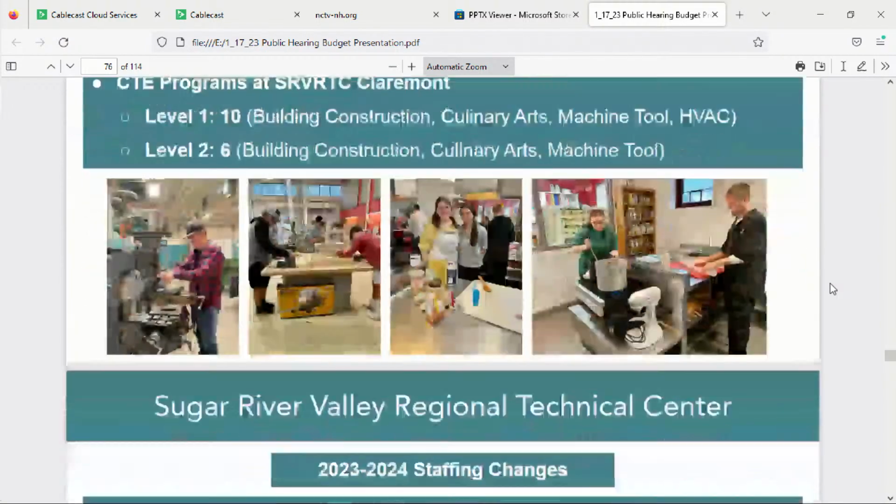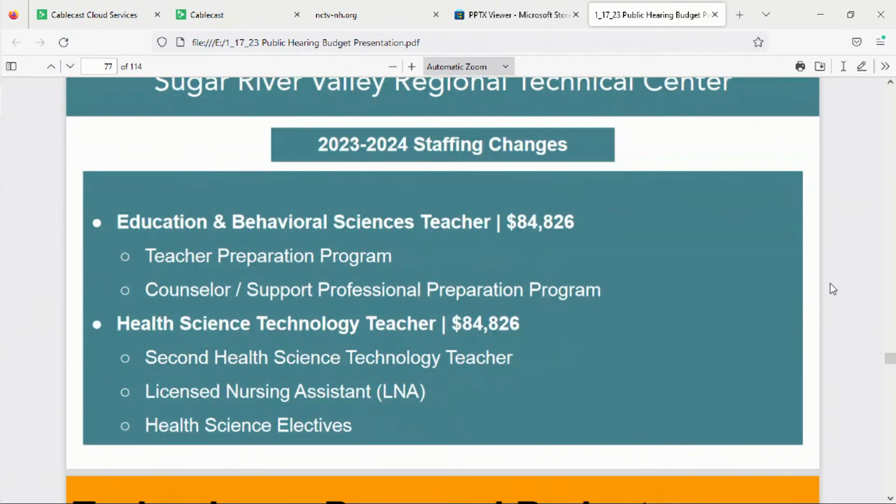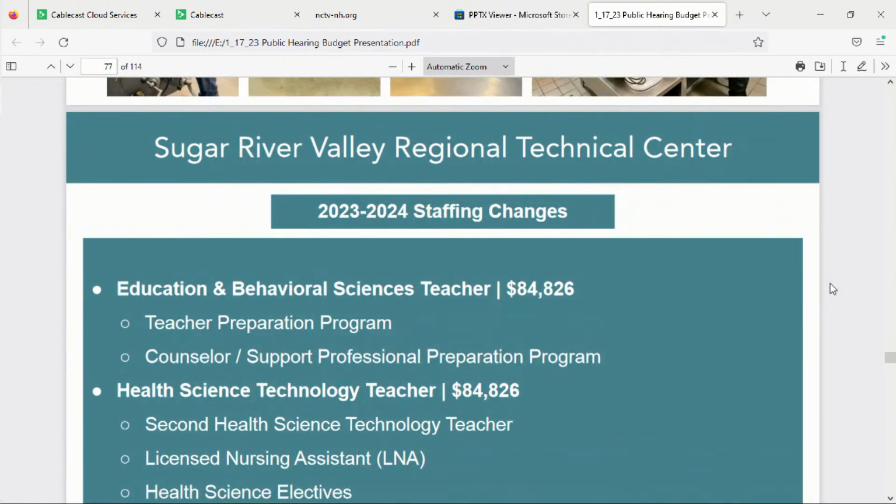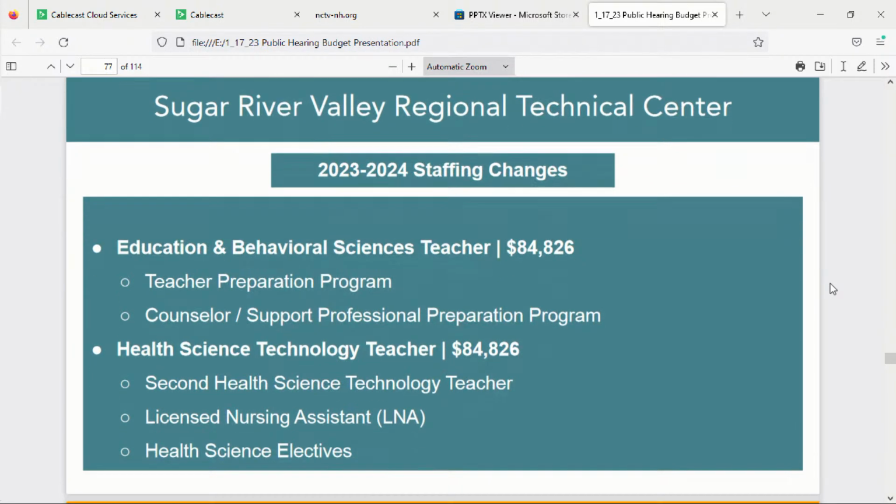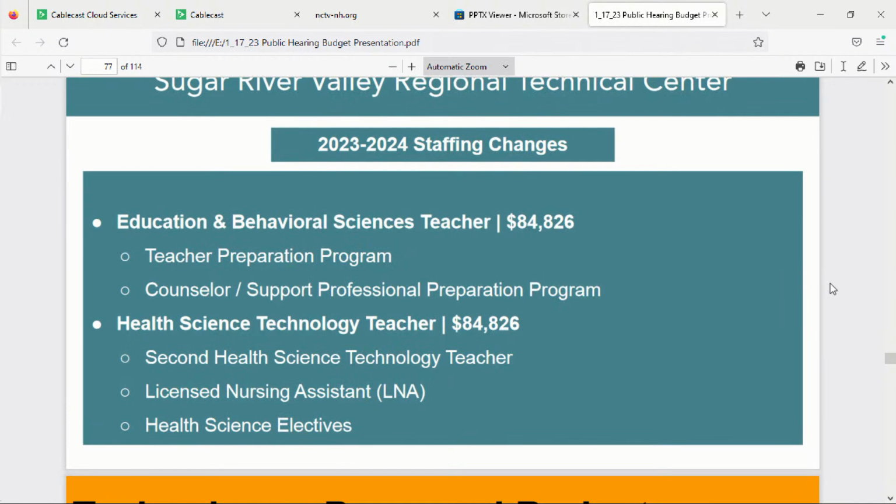And here are the numbers for the education and behavioral science teacher. That one teacher is $84,826, and with the addition of a health science technology teacher, that would also be an additional $84,826.